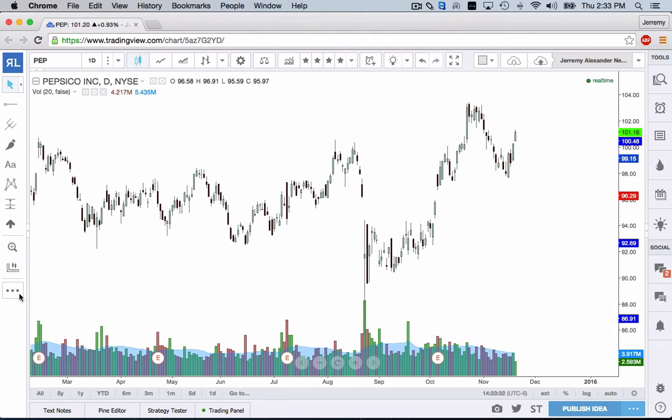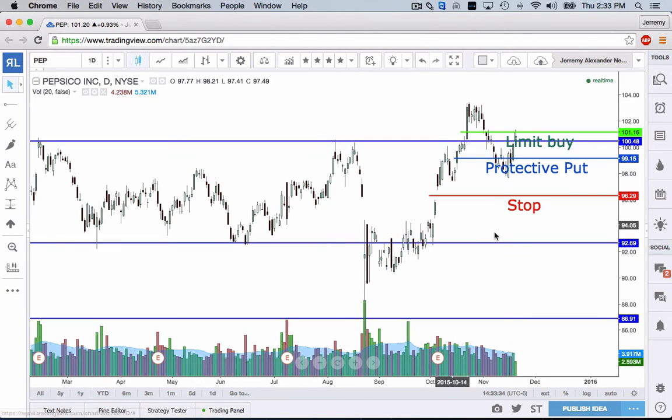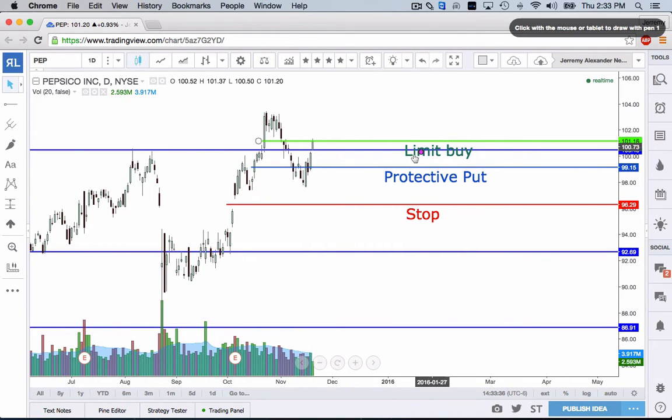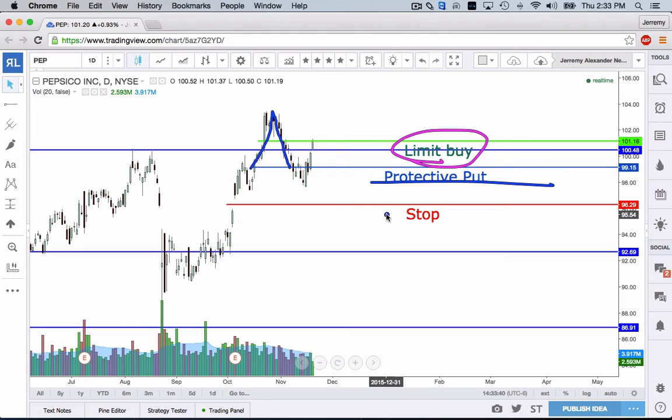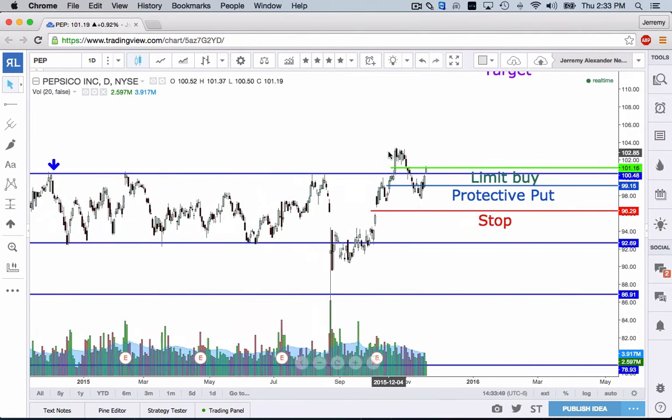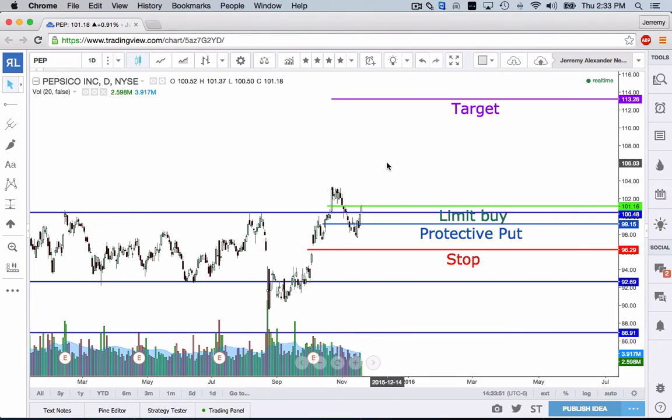So here's my analysis on Pepsi, just so you guys don't think I'm just talking random stuff. Limit buy, so I wanted Pepsi to pull back. Buy. Protective put, so I don't get triggered or stopped out of the trade, because I think longer term, Pepsi is breaking out of a distribution phase and looks like it's going to continue a little bit higher, in my personal opinion. Ultimate targets on Pepsi are about 113.26 for me.